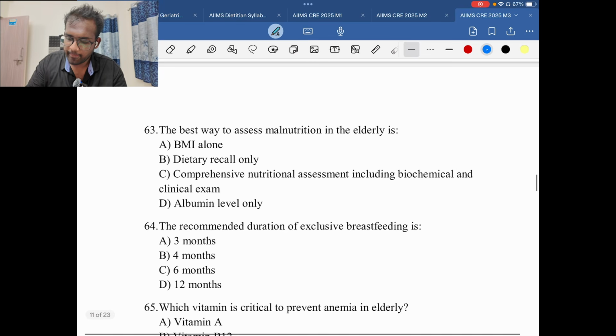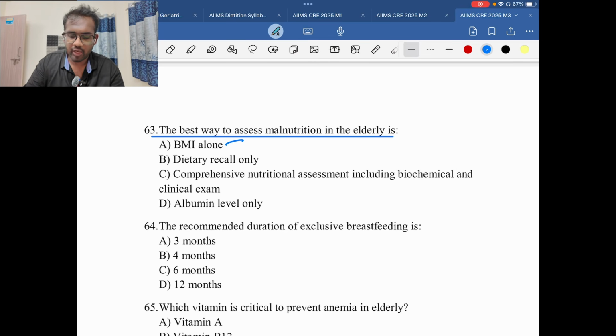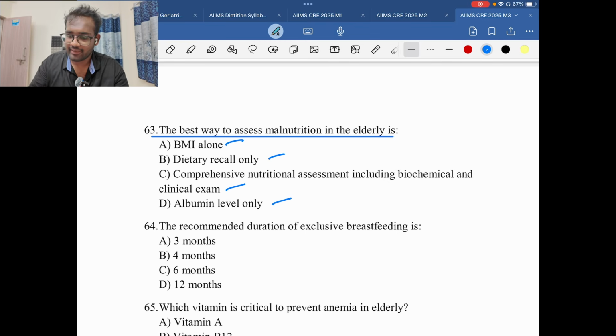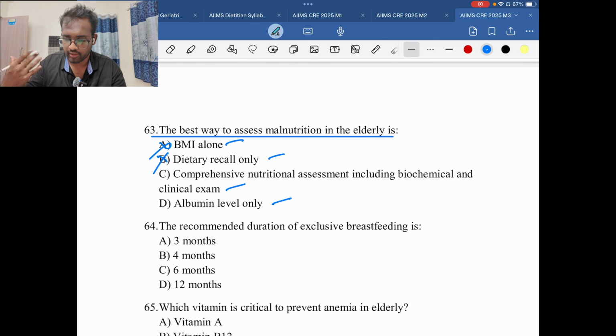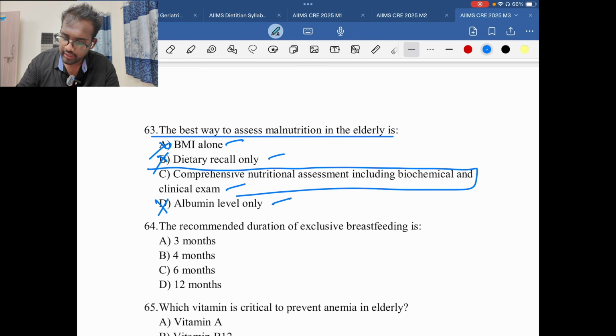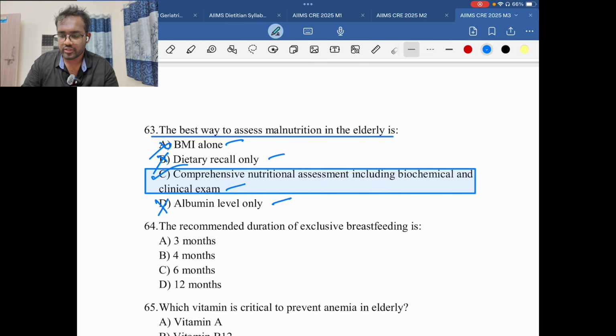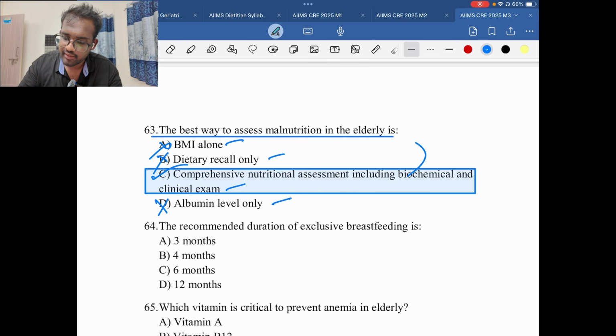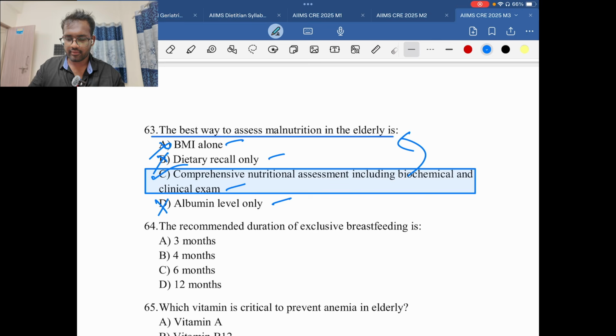Question number 63. The best way to assess malnutrition in elderly is BMI alone, dietary recall only, comprehensive nutrition assessment including biochemical and clinical exam, albumin levels only. It is also a very easy question. You could have already guessed it. In malnourished elderly, BMI will not work. Dietary recall also, they will not be properly eating, and it is not used for the malnourished condition. Albumin levels find protein energy malnutrition, related to PEM, but not in the malnourished elderly. So the answer will be C, comprehensive nutrition assessment including biochemical and clinical exam. If the answer is big and justifies the question, always stick to the bigger answer. That is a simple trick you can use.